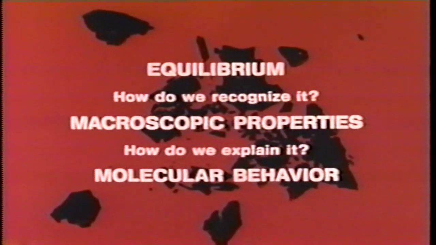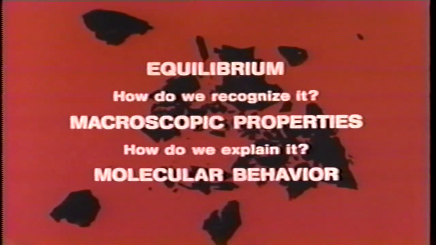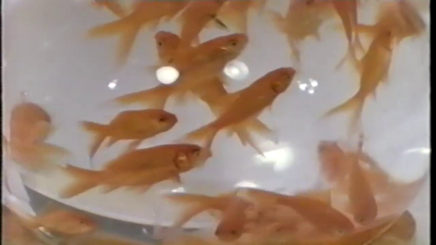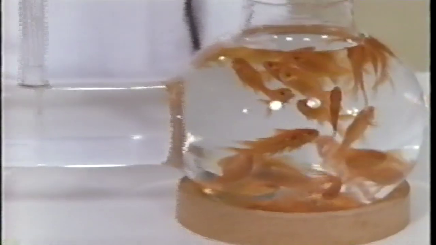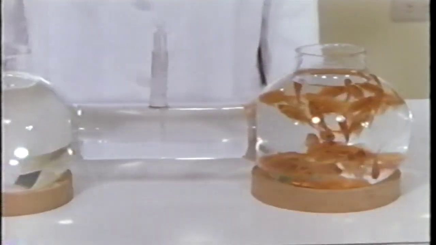We recognize equilibrium by observations on large amounts of substance. We explain equilibrium in terms of the behavior and properties of individual molecules that we cannot see. Equilibrium is best explored by observing a system containing a fixed amount of material with nothing being added or removed.